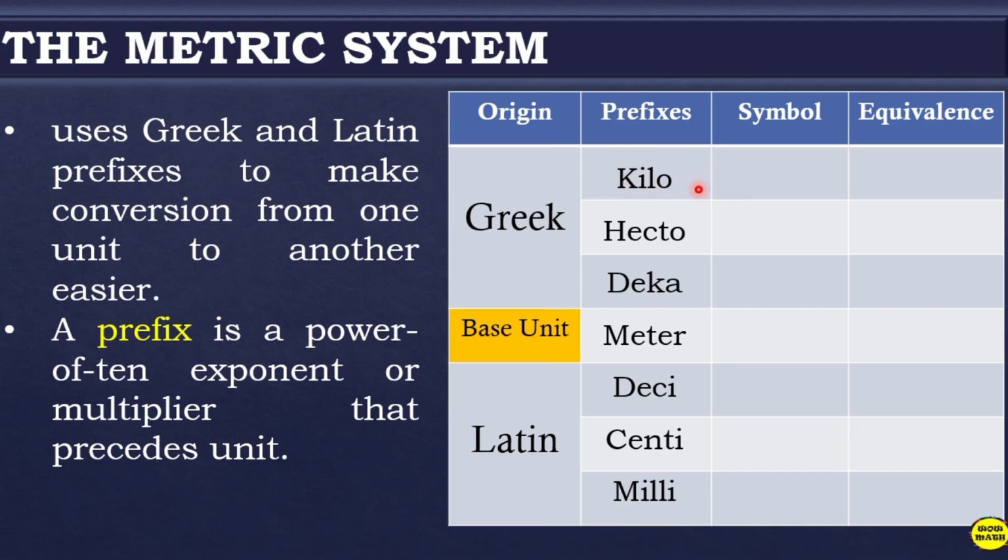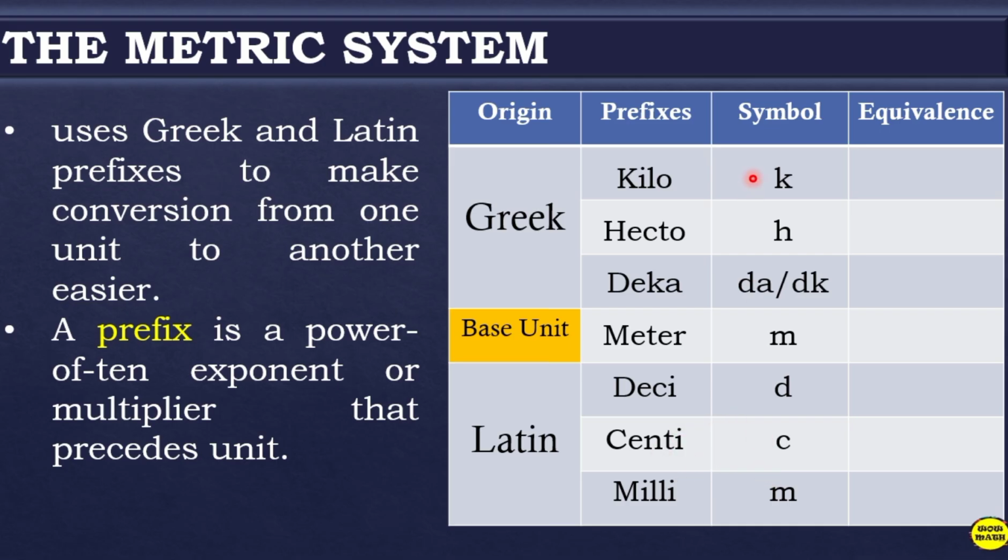Okay? So, ano ba yung mga symbols nito? So, kapag kilo, that is K, hecto is H, deca is DA, or sometimes, baka ma-encounter nyo DK. Okay? And then for meter, M. For gram, that is G. And then for liter, capital L. And then for deci, that is D. For centi, that is C. And milli for M. Okay.